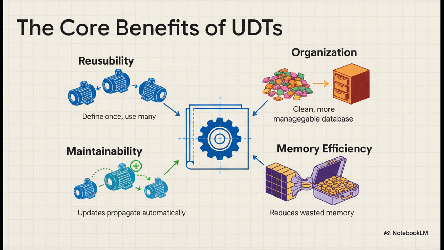And the benefits here are huge. You define your blueprint once, and you can use it for hundreds, even thousands of devices. Your tag database instantly becomes cleaner and way more organized. But here's the real magic. Let's say you need to add a new feature, like a fault reset button. You just update that one UDT blueprint, and boom, every single motor in your entire program gets that update automatically. For maintenance, that's an absolute game changer.